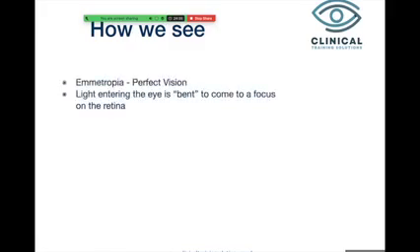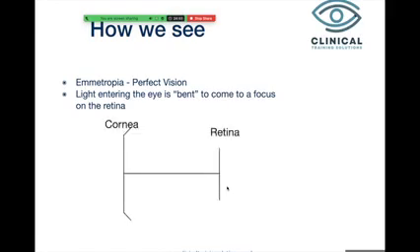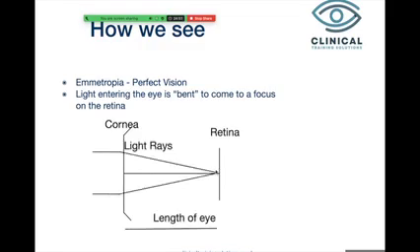So how we see. When we talk about emmetropia, this means that we have perfect vision, and light entering the eye is bent to come to a focus on the retina. Okay, so here is our normal eye, and here is the light, and that will focus straight onto the retina, okay, because the length of the eye is exactly in the right place.